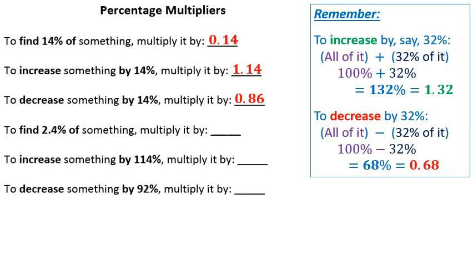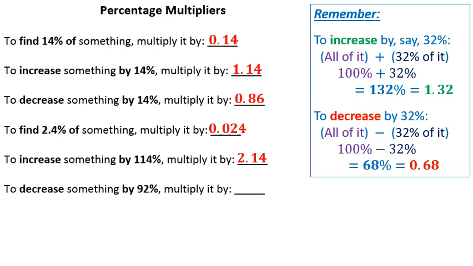If you're finding 2.4% of something, and that keyword is "of", we have 2.4% of a number, you just turn 2.4% into a decimal and multiply by that. If you want to increase, you start with 100% and you add on the additional part. So with this one, increase by 114%, that's going to be more than doubled. You're adding on more than you currently have. If you have 100, you're increasing by another 114. You'll be left with 214. That's 2.14 times what you had before.